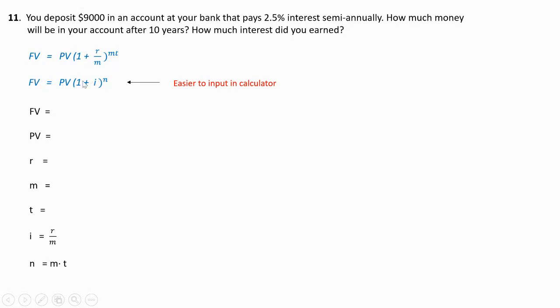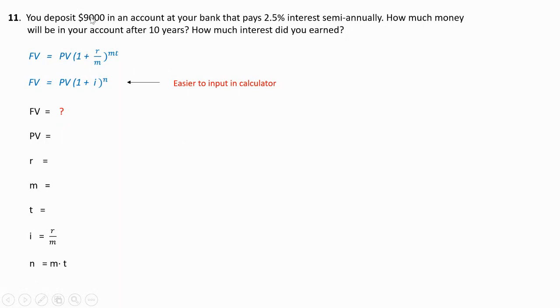This one here, guys, is much easier to put into the calculator. Okay, so let's see what we're looking for. So here again, we're looking for the future value, right? Because it says how much money will be in your account after 10 years. So we're looking for the future value.